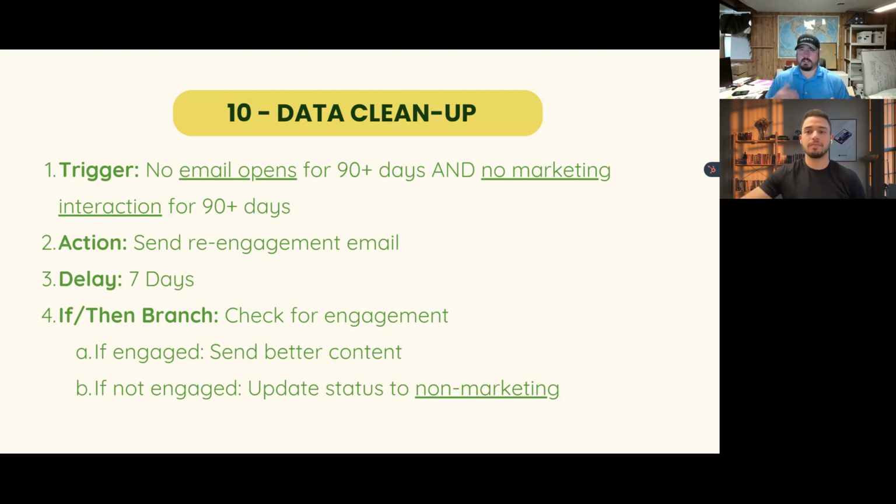If we want to delay 7 days, maybe they're on vacation, maybe they're flying down to Orlando again, whatever that may be, Rich. And then we want to look at an if-then branch. So this is where we're going to check for engagement. 7 days later, did they engage with that email? If so, well, we better send some better content. Anyway, if not, we need to update that status to non-marketing because they're not engaging and we can get other marketing contacts in there. So that's number 10.